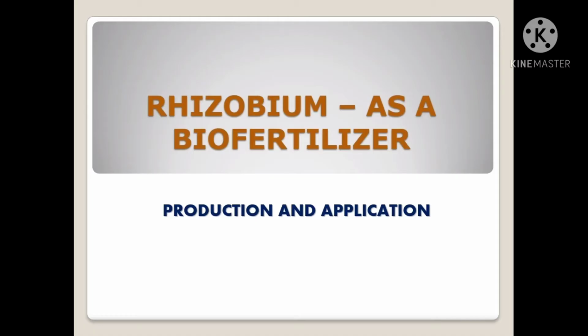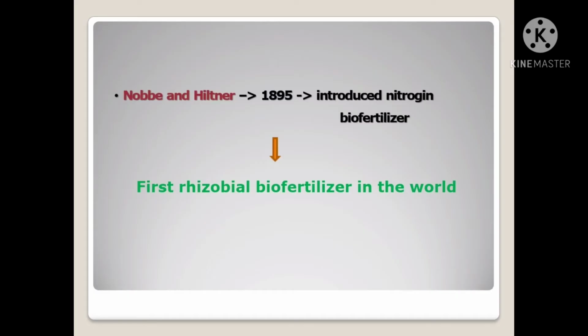Rhizobium as a biofertilizer, its production and application. For the first time, Nobbe and Hiltner in 1895 introduced a biofertilizer with the commercial name of Nitragin. Actually, this biofertilizer contained the laboratory culture of rhizobium. This was the first rhizobial biofertilizer in the industry of the world.